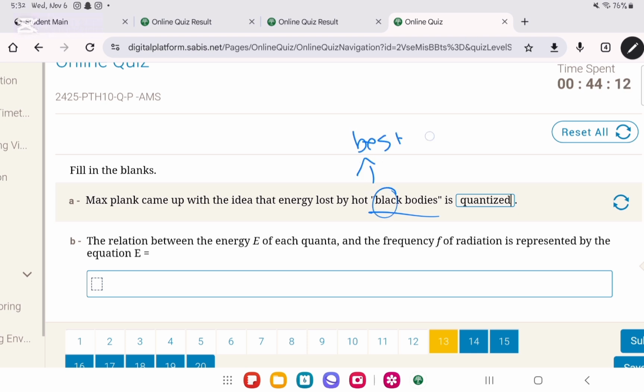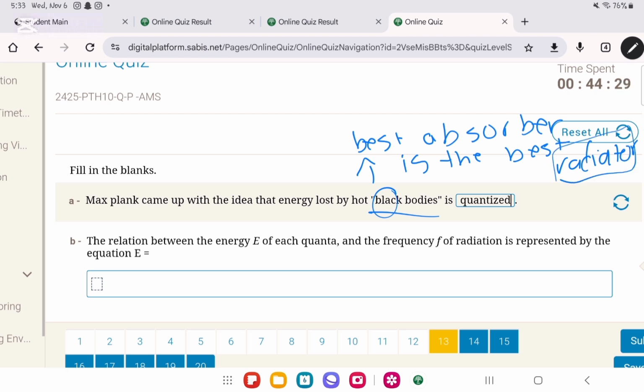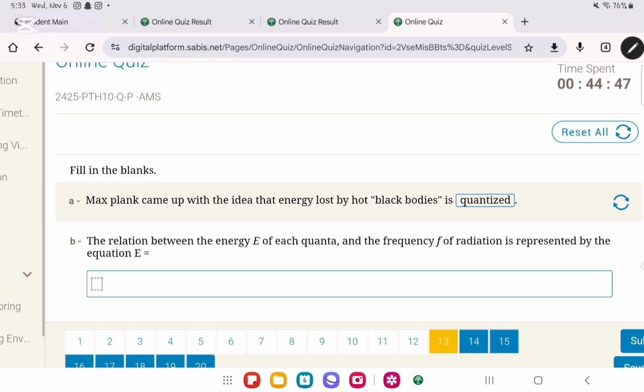Black is the best absorber. And we said that the best absorber is always the best radiator. And if you remember, in one of the questions we were talking about radiators and radiation, we said that the energy lost by radiation is called quanta, or it is quantized, meaning it has a quantity. That means, of course, there is an equation. The equation that Mr. Max Planck came up with was that the energy of each quanta, which we are going to denote by E, is equal to his constant, which we are going to denote by h.